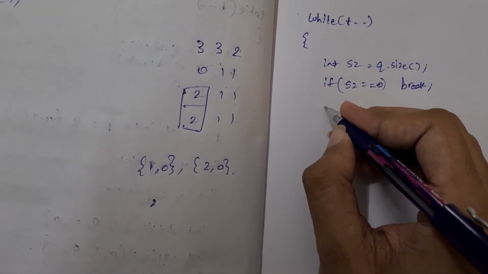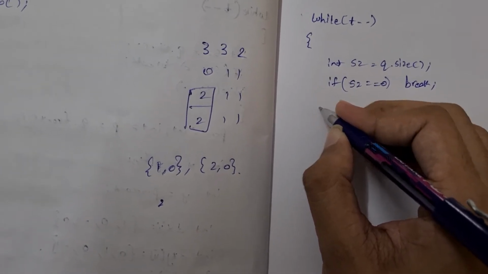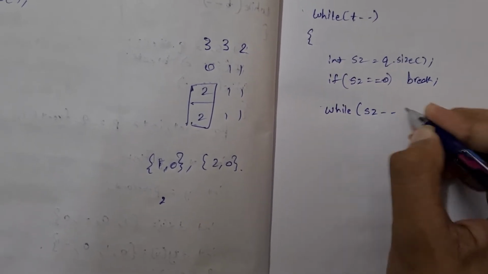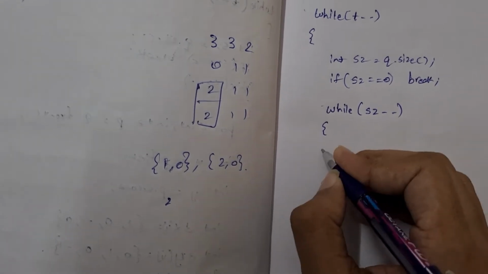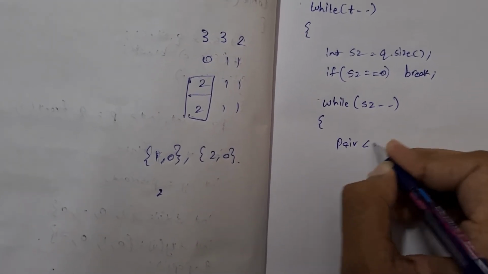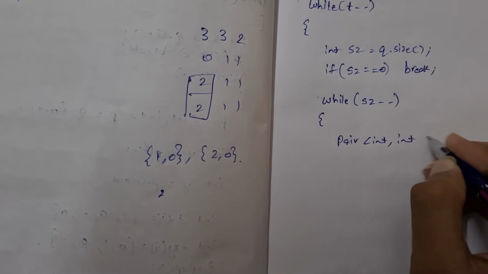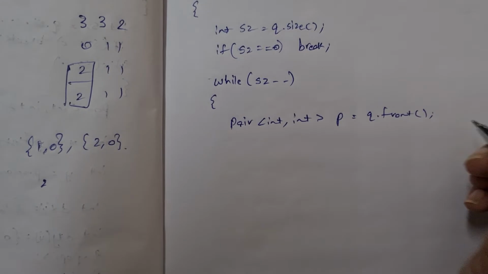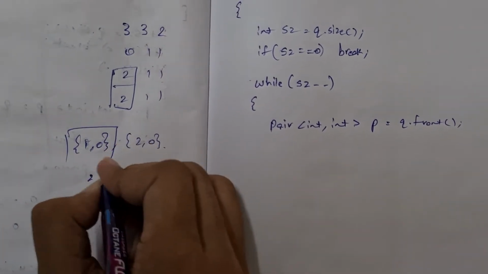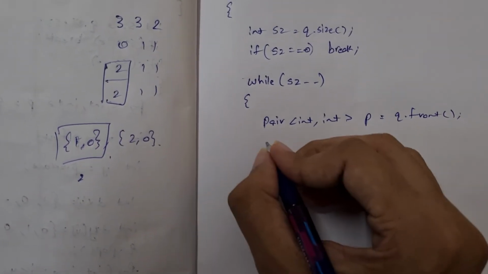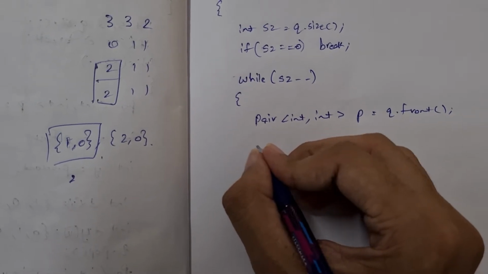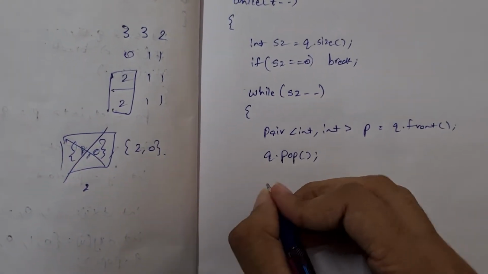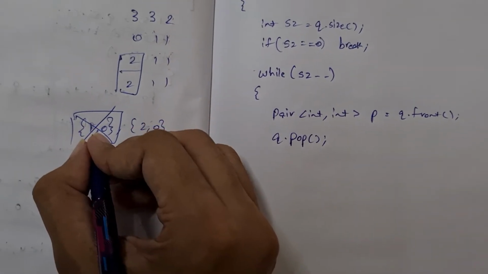Now what we have to do is traverse through all the elements present in the queue. I will collect each and every element in the queue by using q.front(). We collect the first element in the queue, which is this at the current moment, and after this I will pop this element out of the queue. I will pop this element, and we have to check all the 4 sides of this.